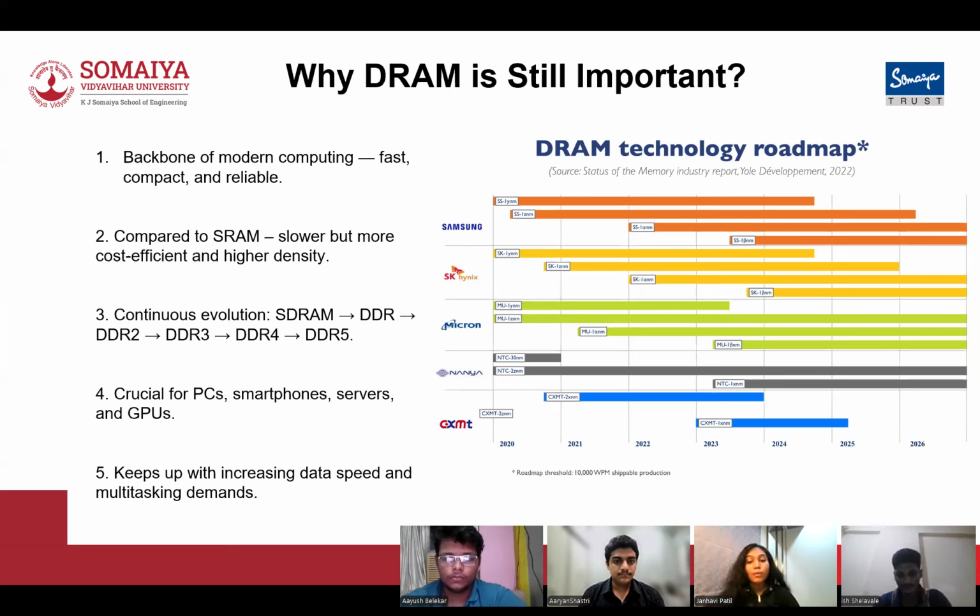Now let's understand why DRAM is such a big deal. It's the backbone of modern computing: fast, reliable, and compact. Compared to SRAM, it's slightly slower, but much cheaper and offers high capacity. Over the years, it has evolved from SDRAM to DDR5, improving speed and efficiency. Today, DRAM powers PCs, smartphones, servers, and GPUs, handling multitasking and fast data easily. Even with new tech, DRAM isn't going anywhere soon.